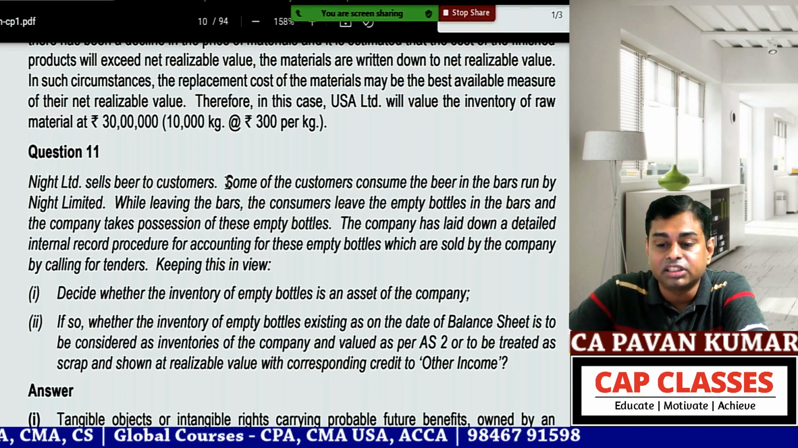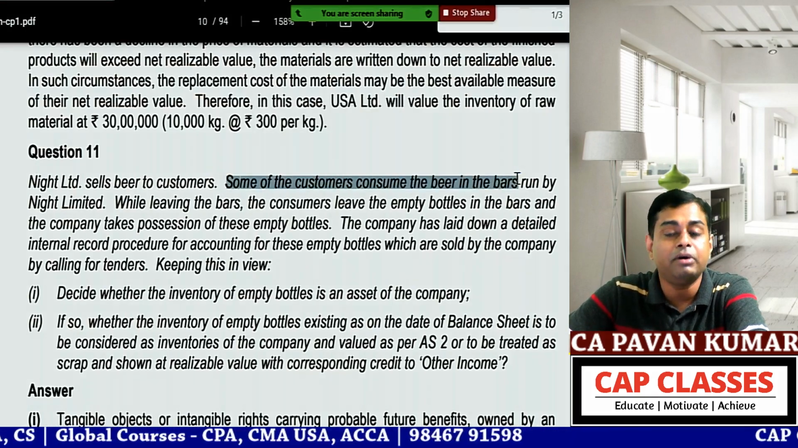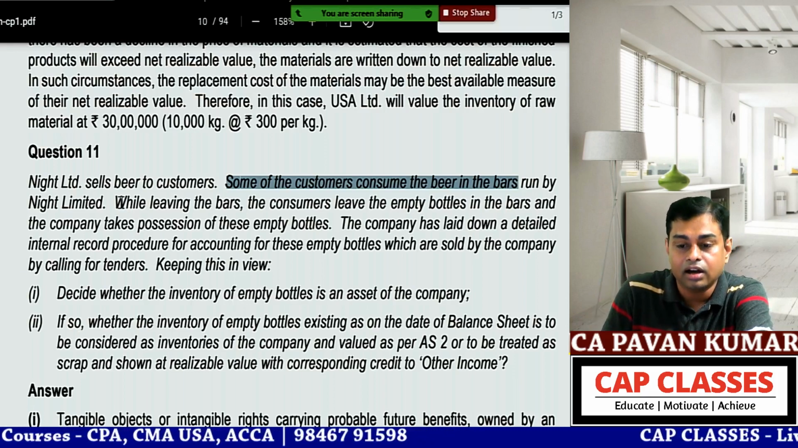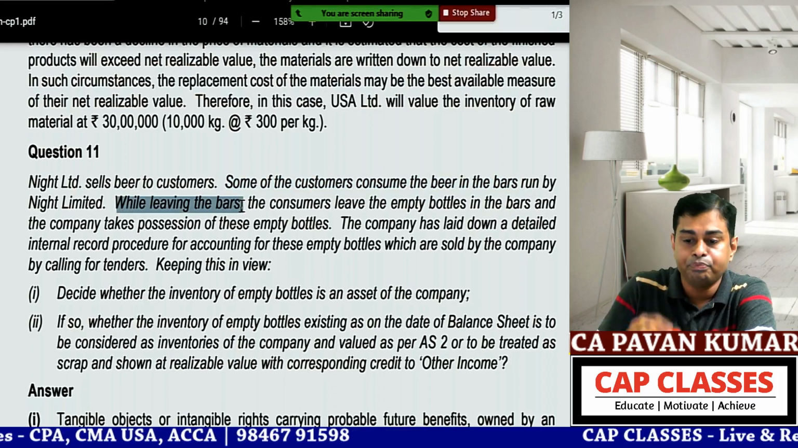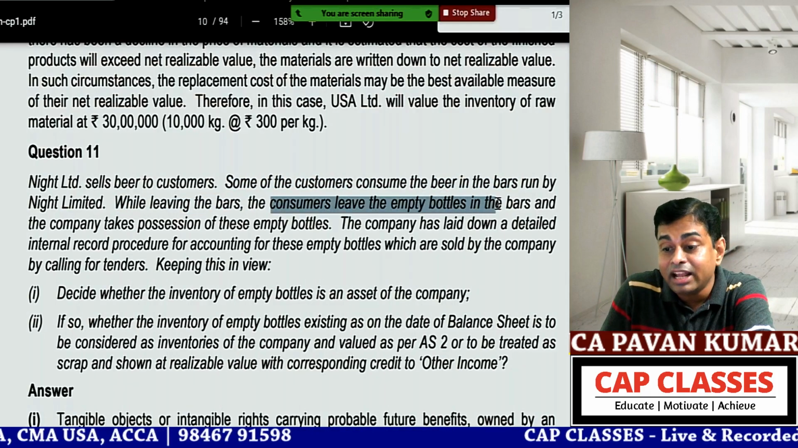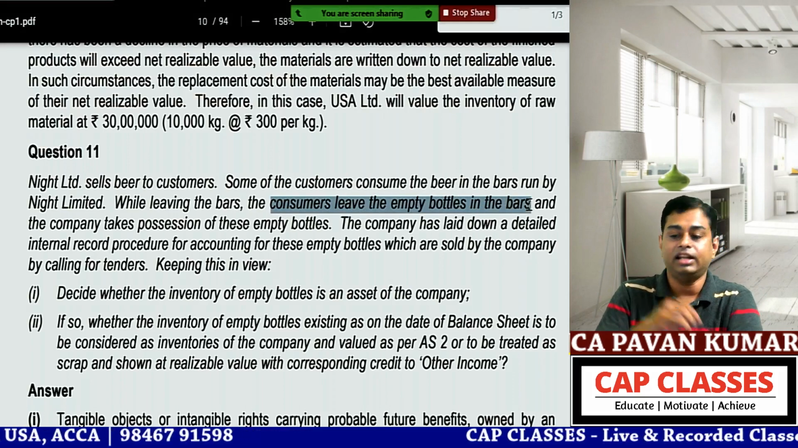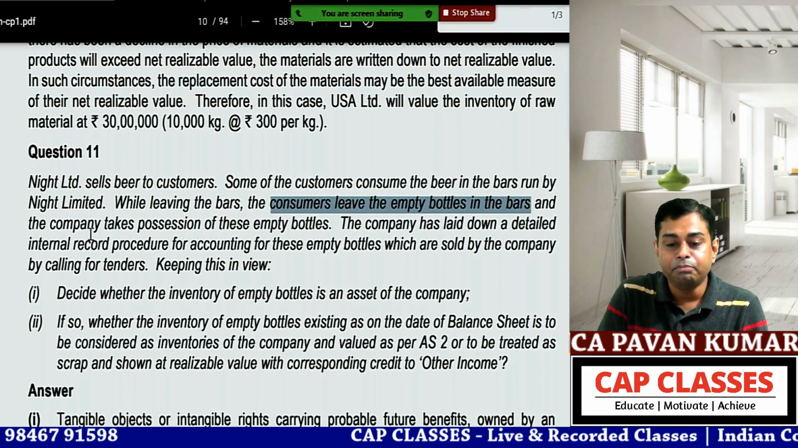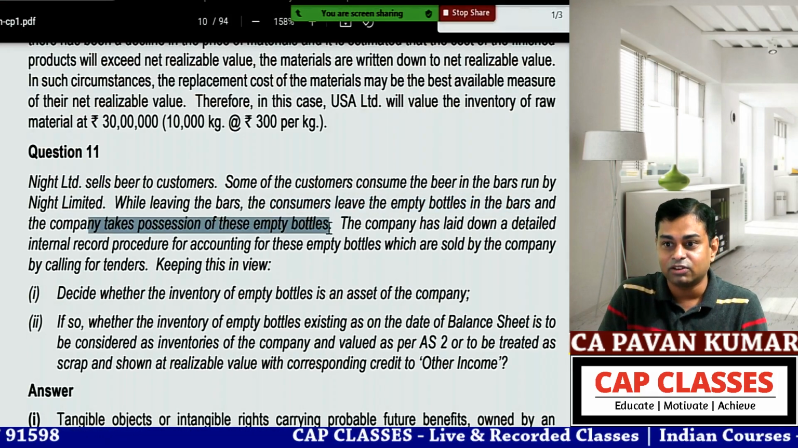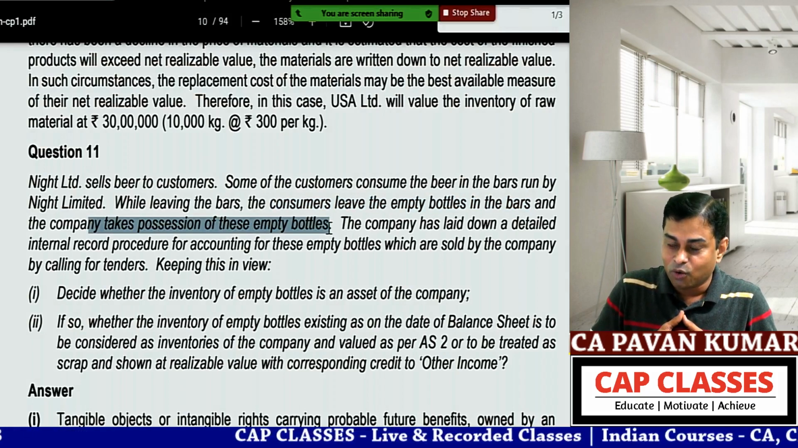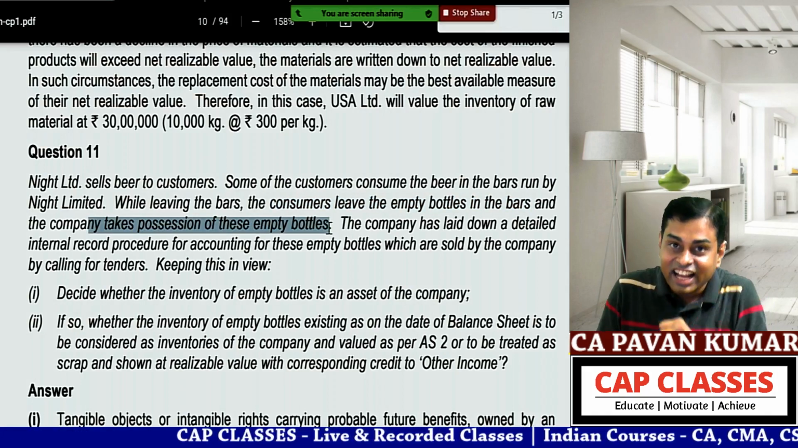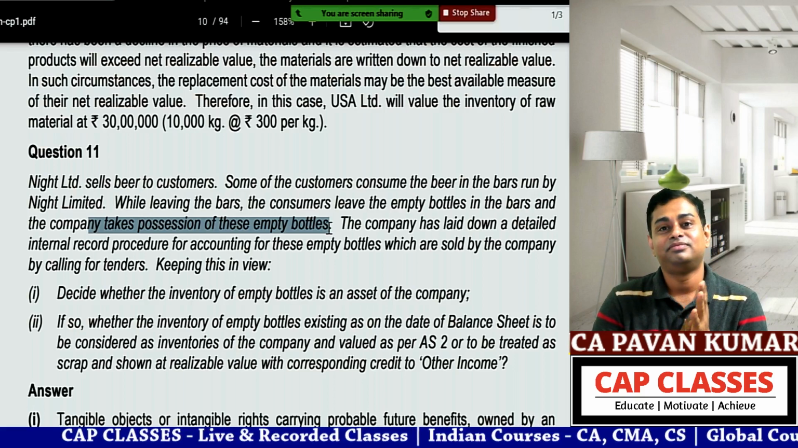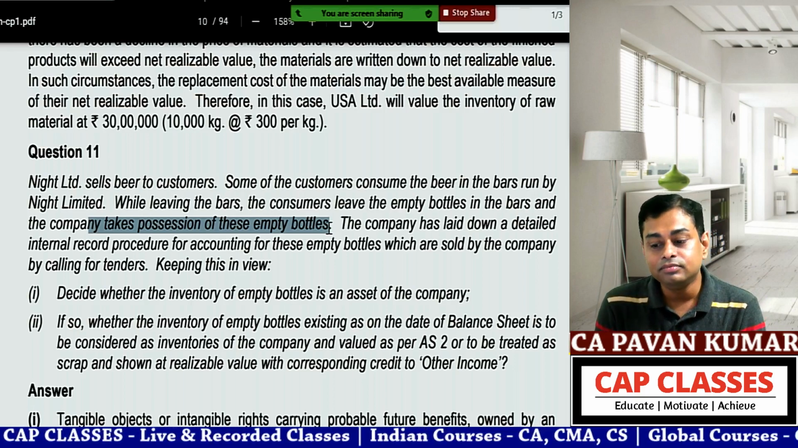Knight Limited sells beer to customers. Some of the customers consume the beer in bars run by Knight Limited. So Knight Limited has a bar. People come and consume. While leaving the bar, you are going back home. The consumers leave the empty bottles in the bar. Empty bottle is there, no? They will leave it there. What will the company do? Company will take possession of these empty bottles. So the company is looking for when the guy will go. The moment the customer goes, they will collect that empty bottle. Will they throw it? No, they will sell it. Will they throw that empty bottle? No. What are they doing?